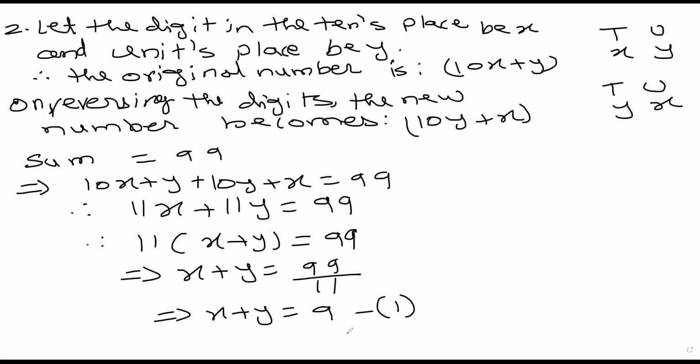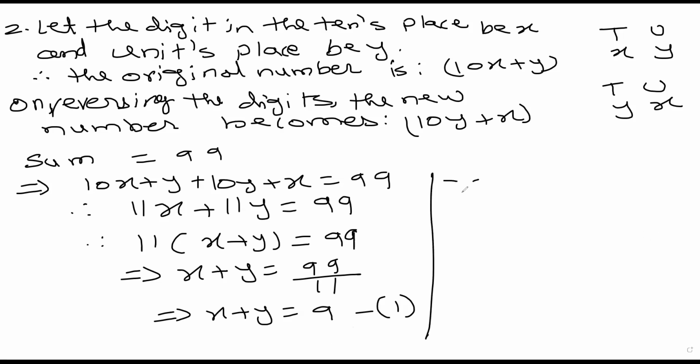Is that correct? Yes, sir. Now the second condition is if the digits differ by 3. So again I am saying you can use x minus y is equal to 3 or y minus x is equal to 3. Both are correct. Doesn't matter. So here I am going to use x minus y is equal to 3.